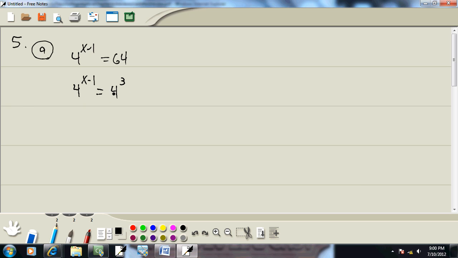Now the equality of exponents says if I can rewrite each of these as 4 to a power, I can set the exponents equal to each other. So I'll set the x minus 1 equal to 3. Take the negative 1 over, it becomes a positive 1. And we get x is equal to 4.